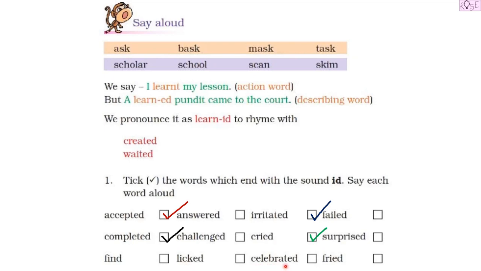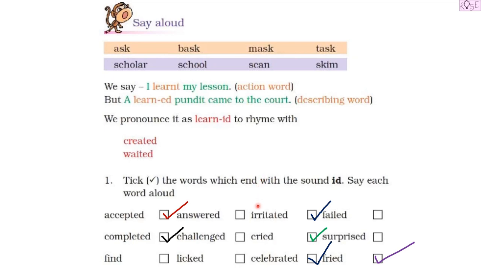Next is celebrated. Celebrated and id. See, it is ending with the id sound. So we'll put a tick here. At last we have fried. Fried. It is also ending with the sound id. So we'll also put a tick here. So I have put a tick in front of all the words that end with id: accepted, irritated, completed, cried, celebrated and fried. So yes, we have done this activity.